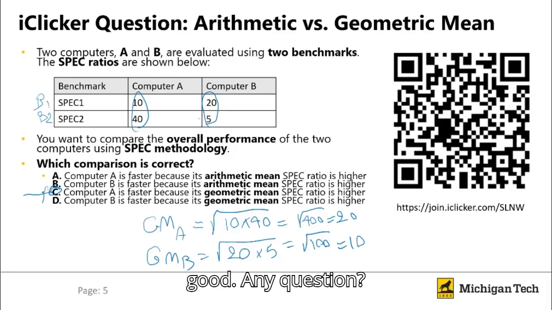Good? Any question? Okay, so let's close this.